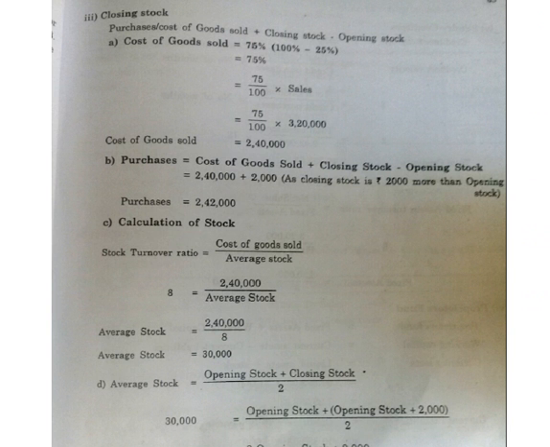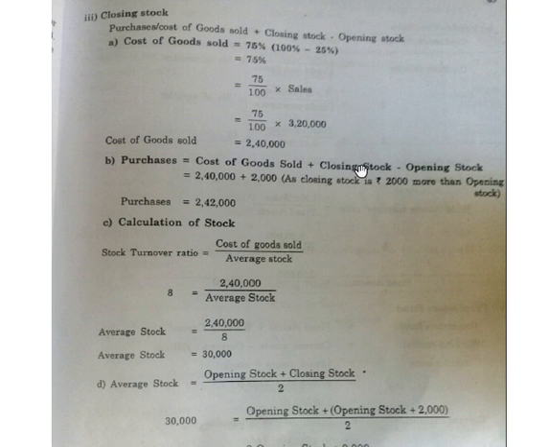So closing stock, purchases or cost of goods sold plus closing stock minus opening stock. So cost of goods sold is 75%, which is 100 minus 25%. So 75 divided by 100 into sales. 75 divided by 100 into 3,20,000. So cost of goods sold is 2,40,000.